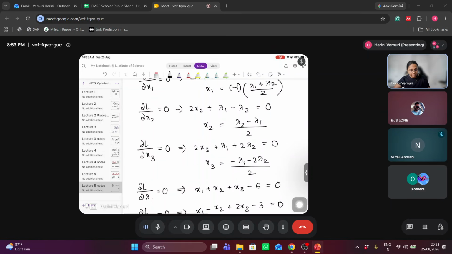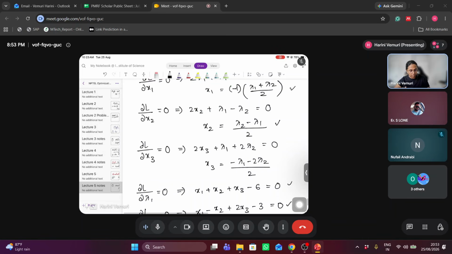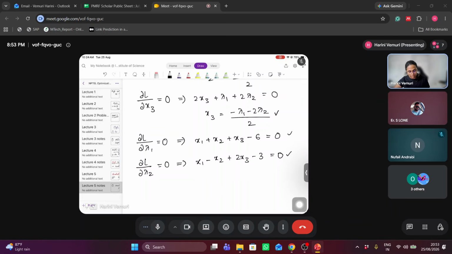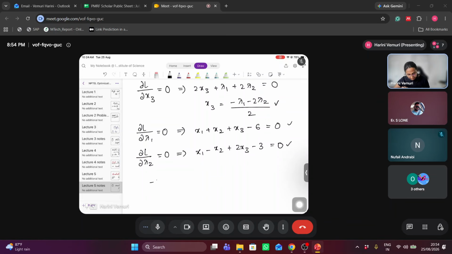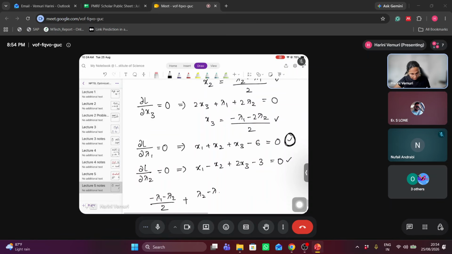Okay. So now what I will be doing is, these are in terms of x1, x2, x3, so I'll just substitute these x1, x2, x3 values in terms of lambda 1 and lambda 2 in these two equations. So minus lambda 1 minus lambda 2 by 2, I'm substituting in this first equation, plus lambda 2 minus lambda 1 by 2, plus minus lambda 1 minus 2 lambda 2 by 2, minus 6 equal to 0.